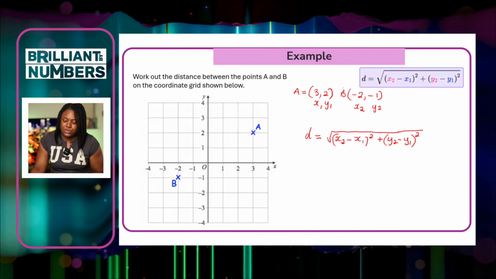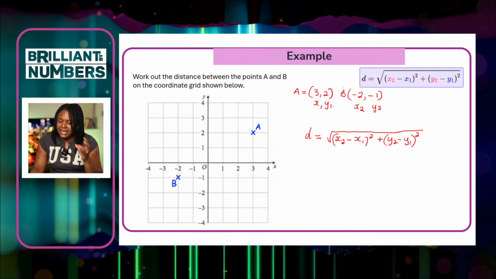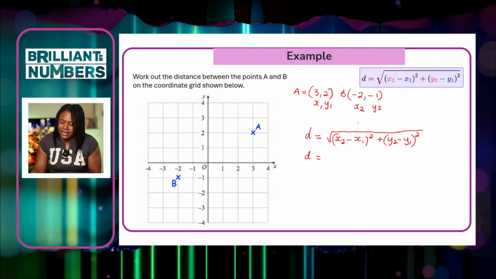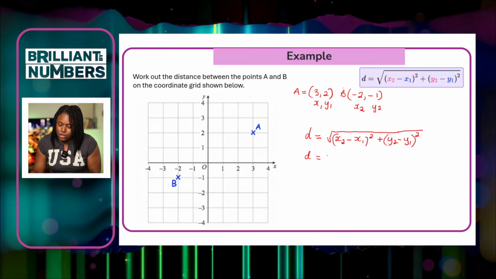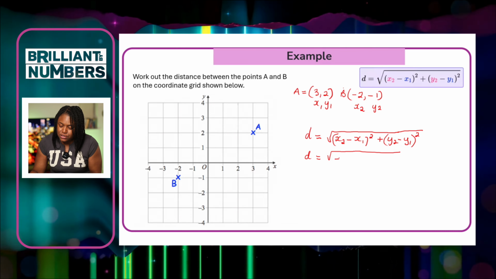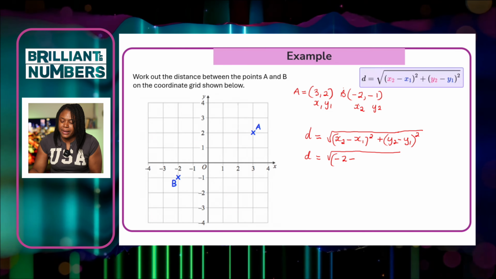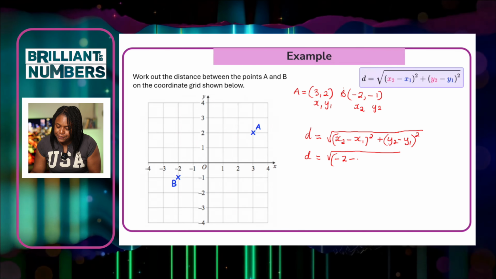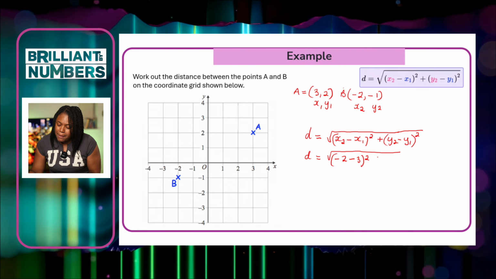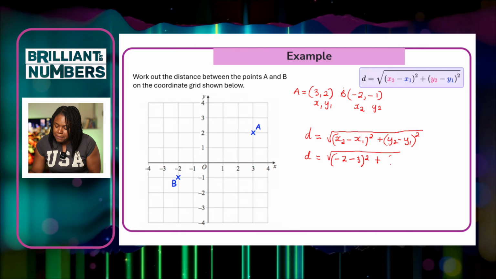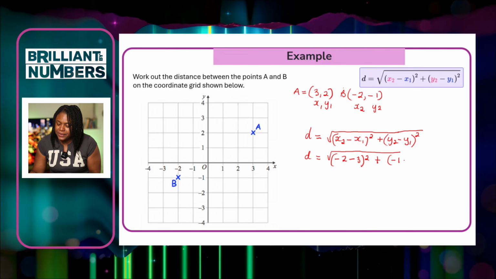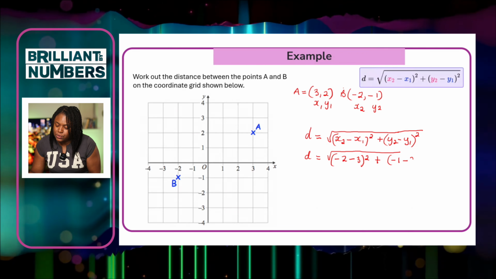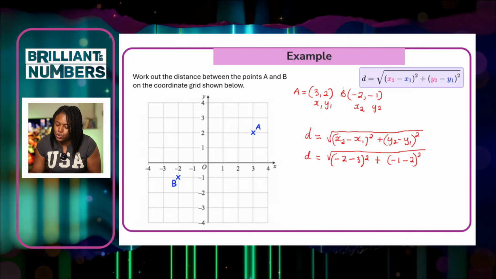Now we're going to substitute from the values we've labeled here into the formula. So D would be equal to the square root of x2. Let's find x2. x2 is minus 2. Take away, what are we subtracting? This is our takeaway sign, x1, which is 3. Close our bracket and square. Plus y2 is minus 1. You can see that here. Take away, that minus is in our formula, y1 is 2. So we're subtracting 2 and we need to also square that.